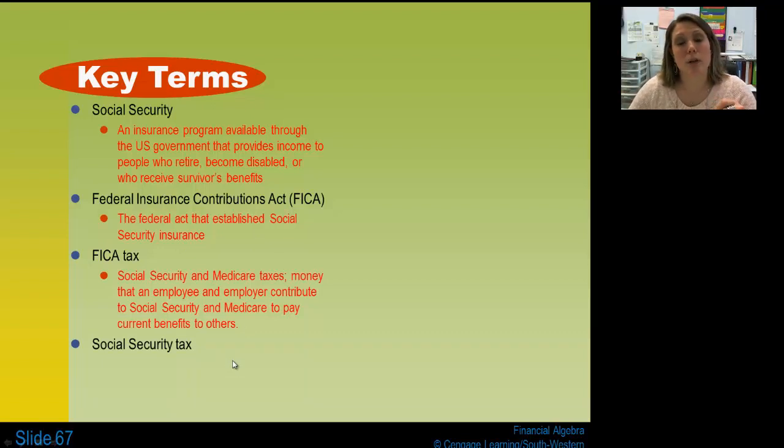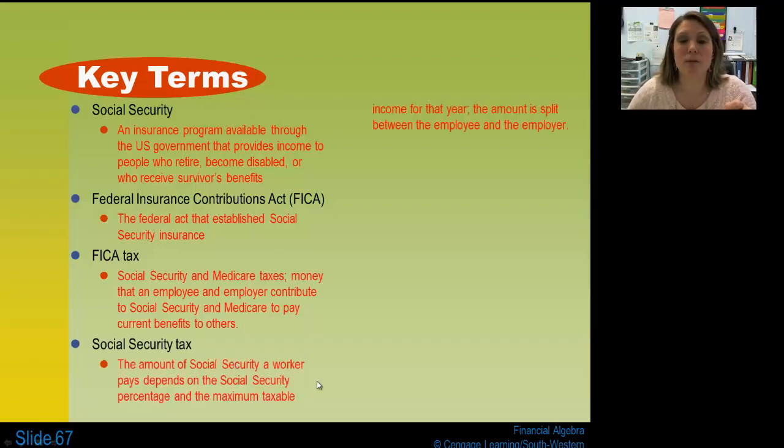Our next one is Social Security tax. This is the amount of Social Security a worker pays, which depends on the Social Security percentage and the maximum taxable income for that year. So almost every year the percentage and the maximum amount that you make changes. The amount is split between the employee and the employer. So you pay part of it, and then your employer matches the same contributions.